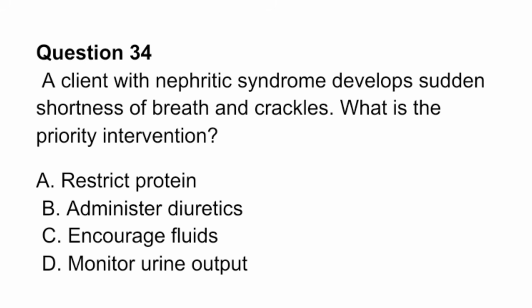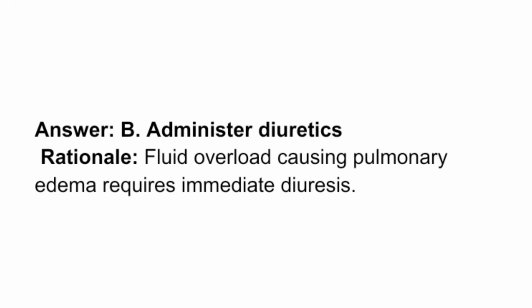Question 34. A client with nephritic syndrome develops sudden shortness of breath and crackles. What is the priority intervention? A. Restrict protein. B. Administer diuretics. C. Encourage fluids. D. Monitor urine output. Answer: B. Administer diuretics. Rationale: fluid overload causing pulmonary edema requires immediate diuresis.